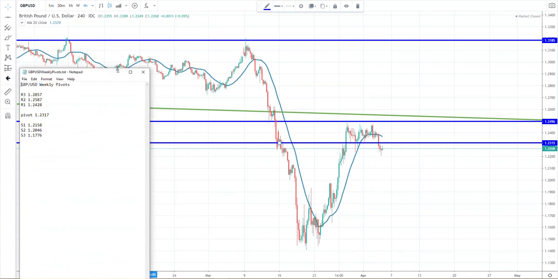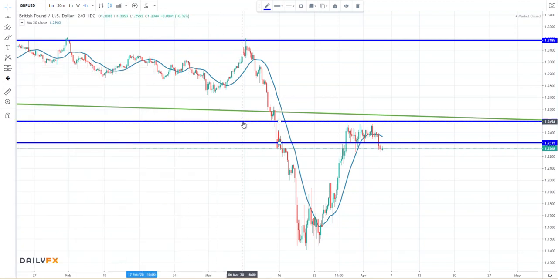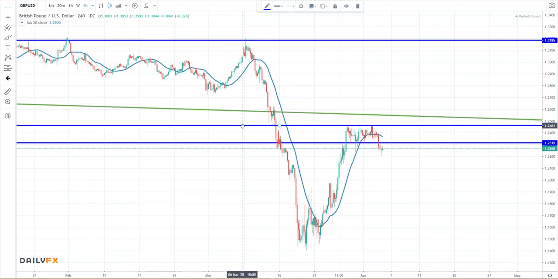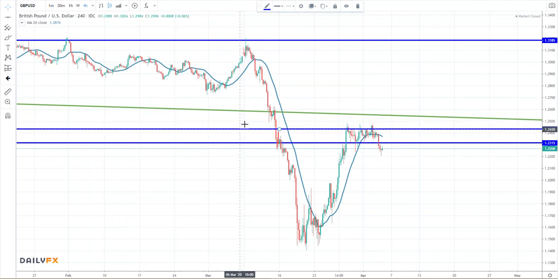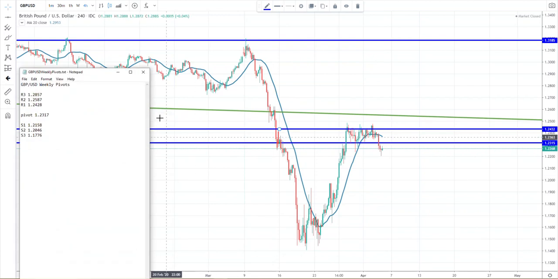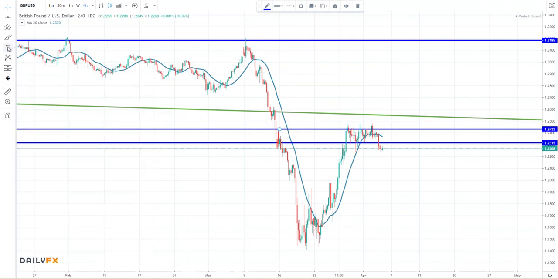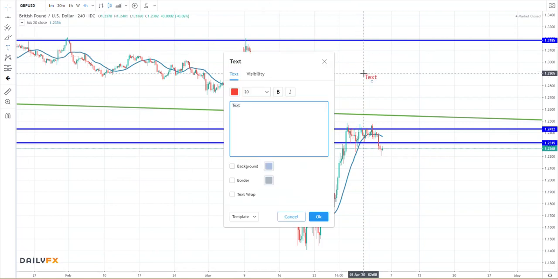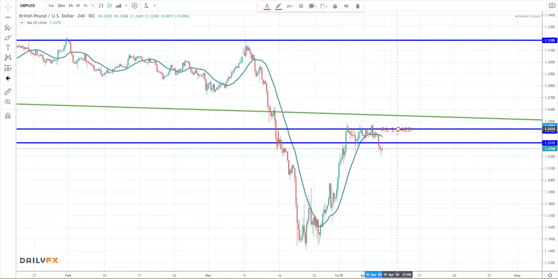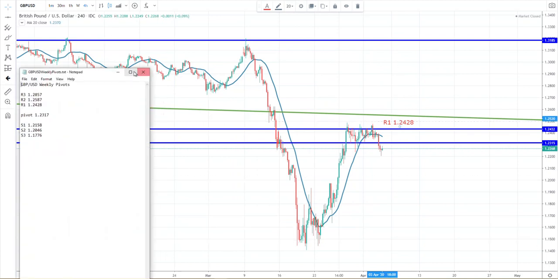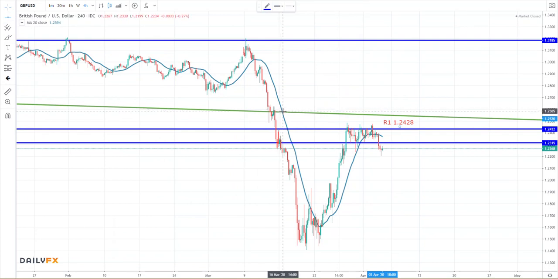Let's talk about R1, 1.2428. I had this rough guesstimate line mapped out, and it's fairly accurate. So right there, that makes sense. We saw our three tested highs, right? Price had rallied three times around this mark and failed. So now that's resistance, R1, 1.2428. R2, 1.2587.